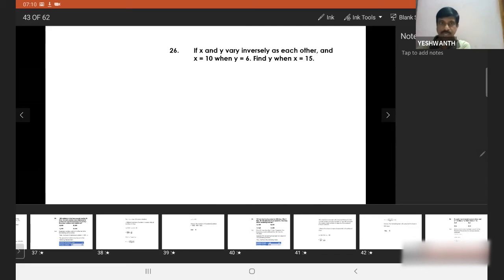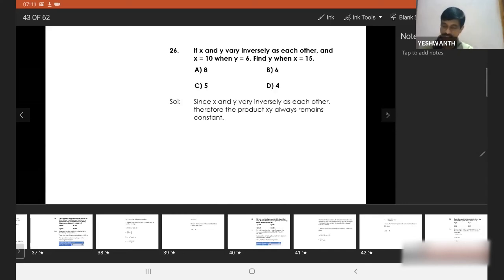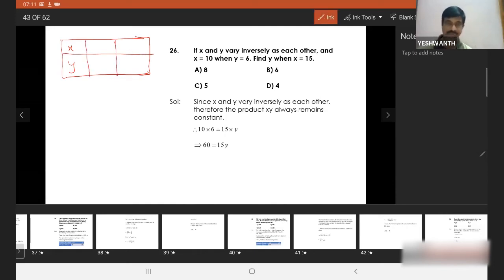Yeah. Look at this. If X and Y vary inversely as each other and X equals 10 when Y equals 6, what is Y when X is 15? Same, children, tabular form. First you take X and Y. Anyway, here I did not take tabular form, so we'll write here X, Y. So he said inversely proportional. X and Y vary inversely as each other. When X is 10, Y is 6. When X is 15, Y is how much?